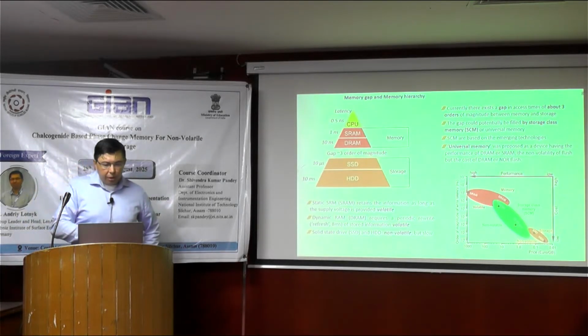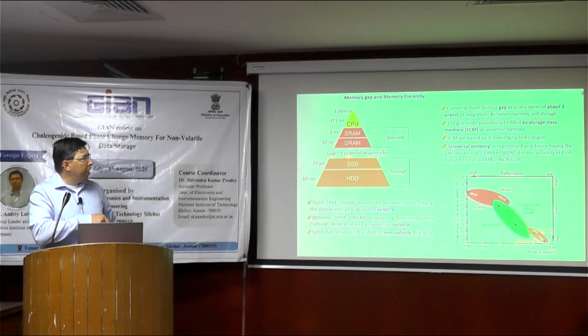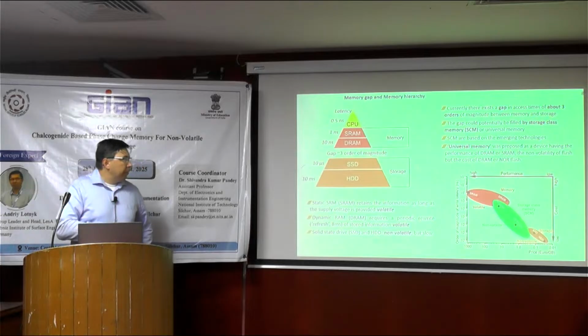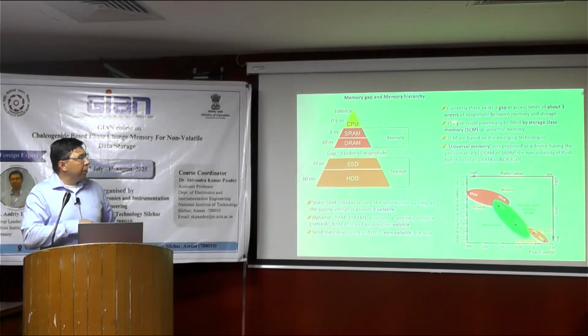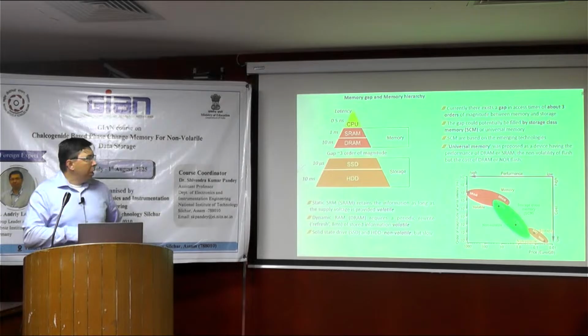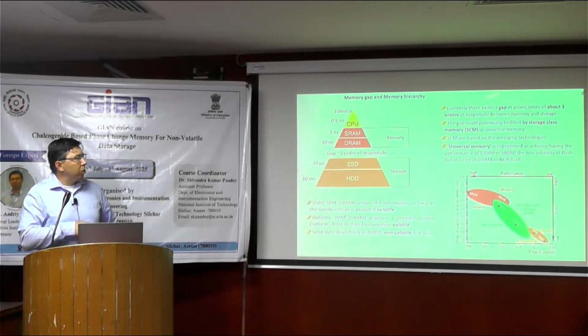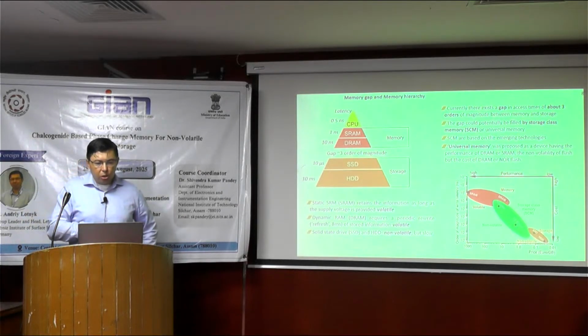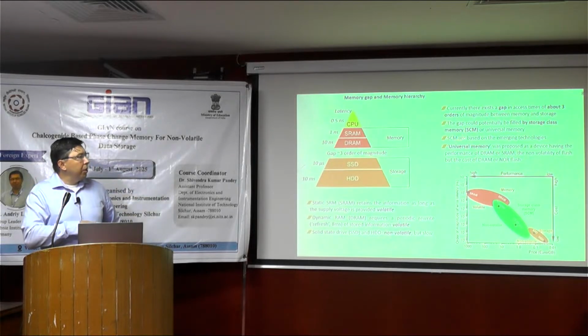So we see that we have a real gap of about 3 orders of magnitude between memory and storage. This gap can be filled by storage class memory, or so-called universal memory. SCM is based on emerging technologies. Universal memory, or SCMs, are proposed as devices having the performance of DRAM or SRAM, and they are non-volatile like flash, but at the cost of DRAM or NOR flash.